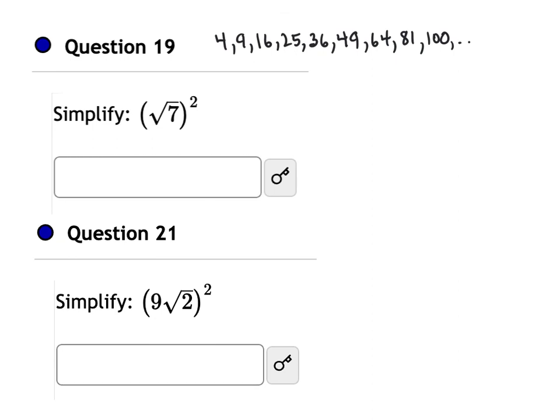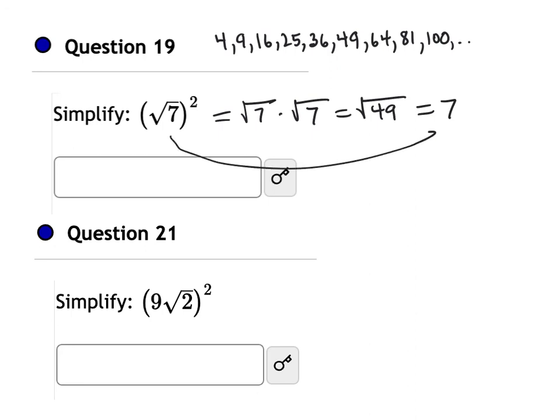Question 19 and 21, you're going to end up with questions like this in our geometry homework at some point. They turn out to be easier than you would think. Root 7 squared is root 7 times root 7, which is root 49. But the square root of 49 is 7. And yes, a square and a square root are inverses of each other. They, in effect, cancel each other out.